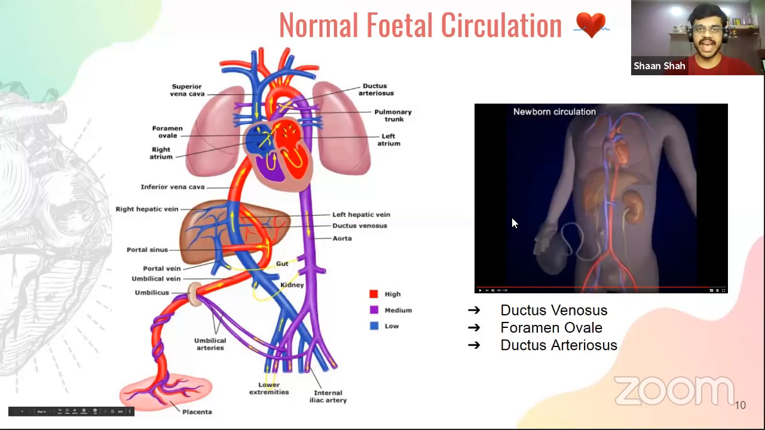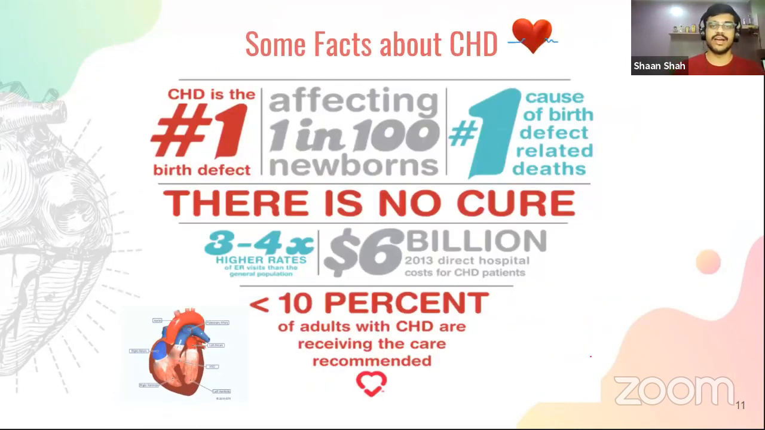All right, so we have the idea of normal fetal circulation. And here are the three shunts that we need to remember in fetal life: the ductus venosus, foramen ovale, and ductus arteriosus. In adult life, all three shunts are closed. The ductus venosus forms the ligamentum venosum of the liver, the foramen ovale forms the fossa ovalis, and the ductus arteriosus forms the ligamentum arteriosum.